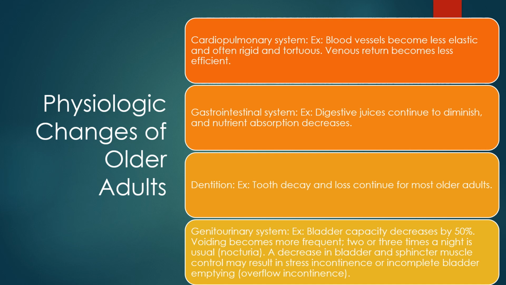The cardiopulmonary system is highly affected by age. Blood vessels become less elastic and often rigid and tortuous, meaning twisting and turning like a coiled up string instead of being straight like a straw. This makes it harder for blood to get where it needs to go and leads to hypertension and heart disease. Venous return becomes less efficient, so we see more edema and venous insufficiency skin issues.